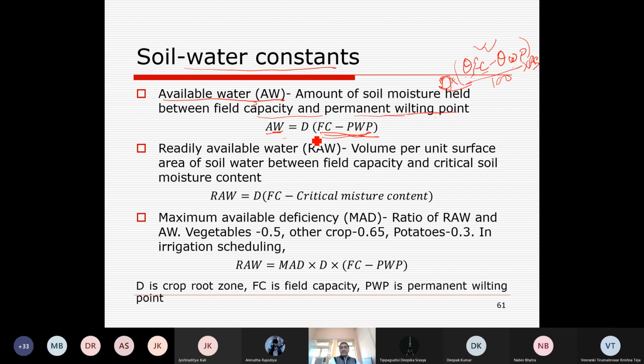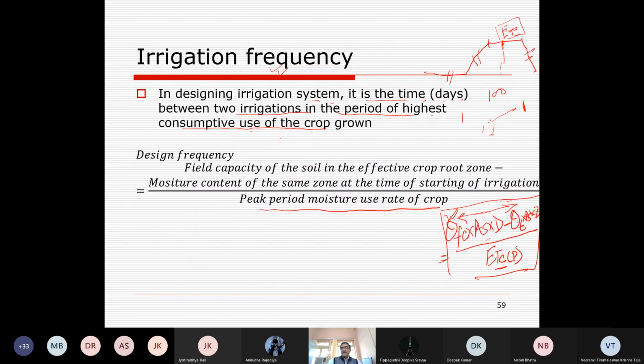Readily available water, you know this available water, readily available water, that is the volume per unit surface area of soil water between field capacity and critical soil moisture content. This is the simple idea, per unit depth. Volume per unit surface area means per unit depth of root zone basically, and this is readily available water. This is the simple idea here.